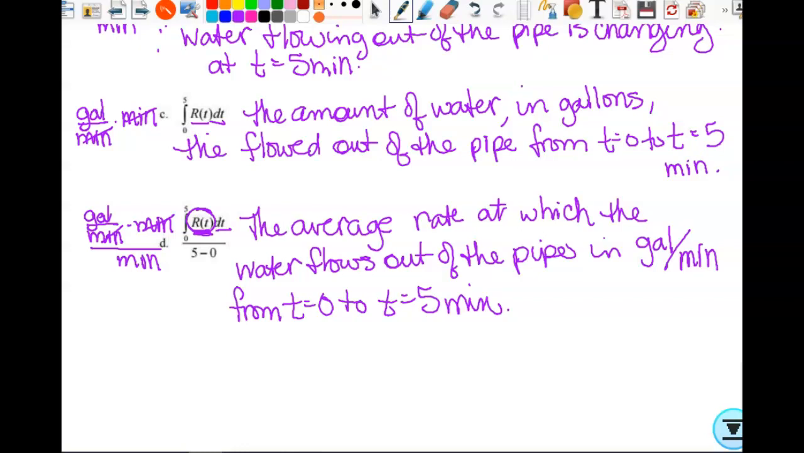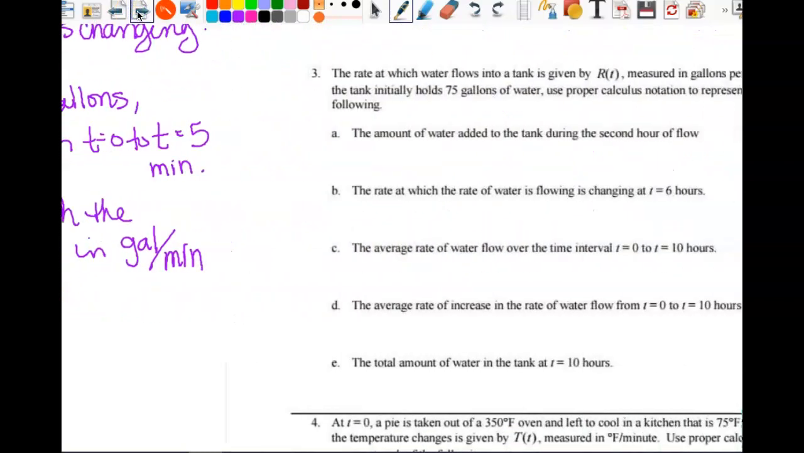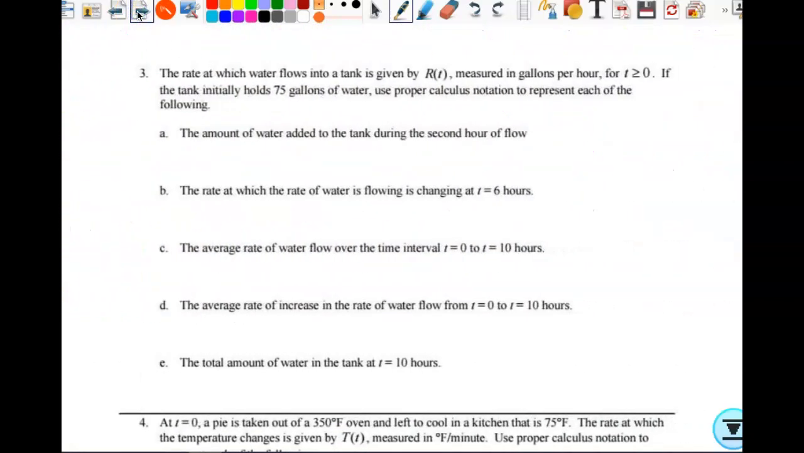Now the next part's a little bit different. We're going the opposite way. They're telling us what it is, and we're having to just write the calculus notation because we got to be able to go in both directions here. So the rate at which water flows into a tank is given by R of t, measured in gallons per hour. Okay, so I'm going to make myself a little note. R of t, that is in gallons per hour. For t is greater than or equal to 0.